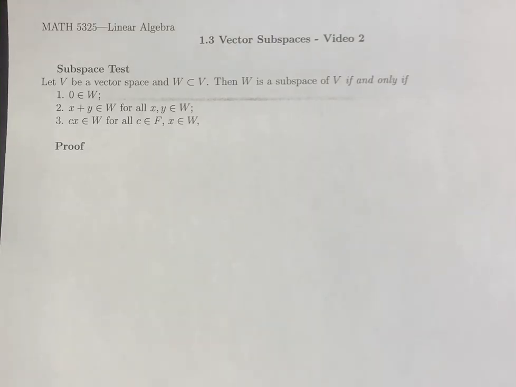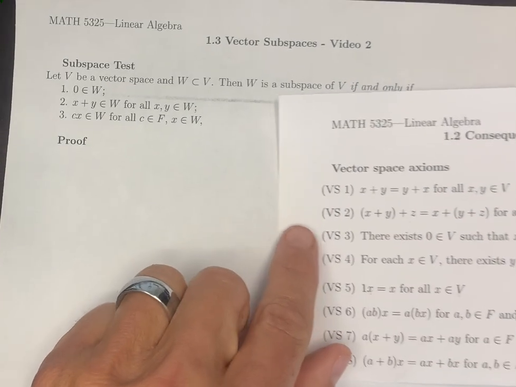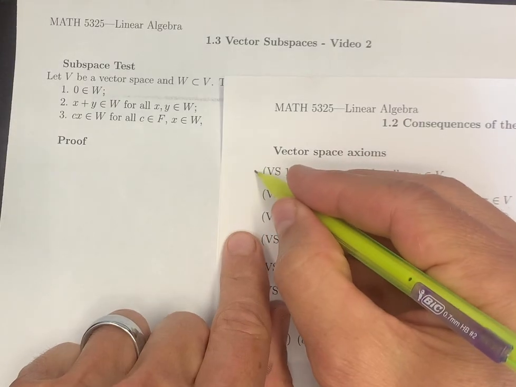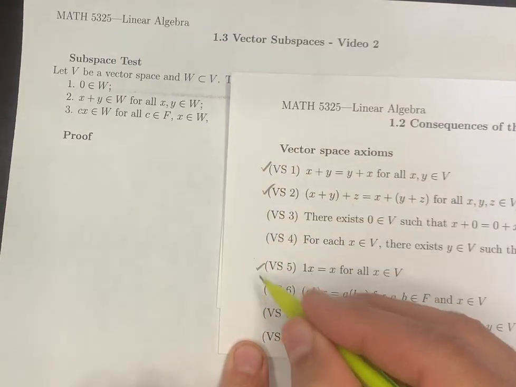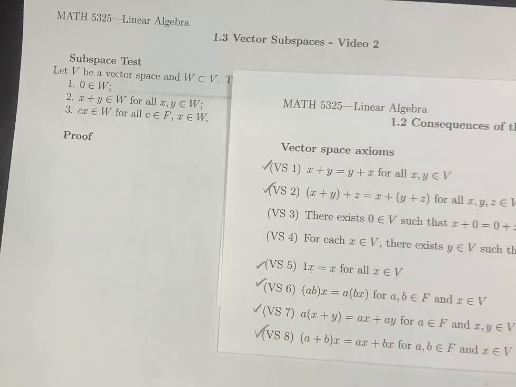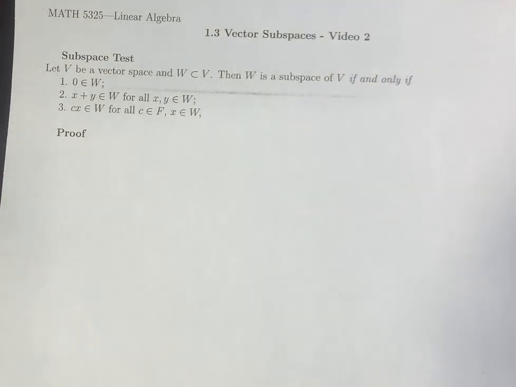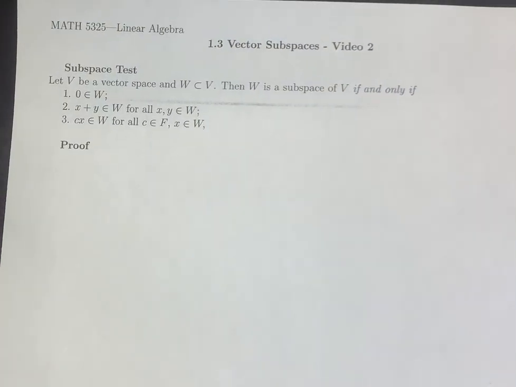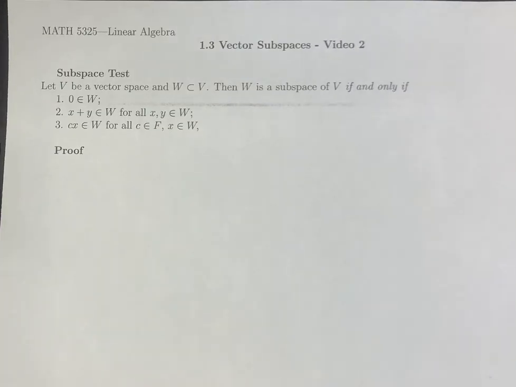Well, you may be noticing that a lot of the axioms you seem to get for free, right? There's this thing that happens with subspaces, and we said in the last video that 1 and 2 and 5 and 6 and 7 and 8 happen for free. Is there a shorter way to test whether something's a subspace? Because we do it a lot, and absolutely there is.